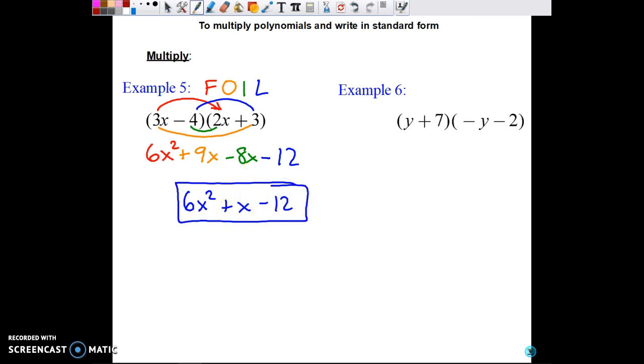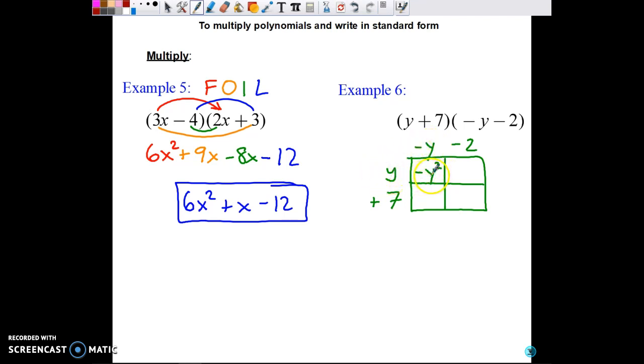I'm going to do the lattice or the box method over here in example 6. All right, so I'm going to use the y for the first row and the 7 for the second row, so y plus 7. And up here on the columns, I'm going to use negative y minus 2. And I'll multiply the products together row by column. Negative y times y, negative y squared. Negative times a positive makes a negative.